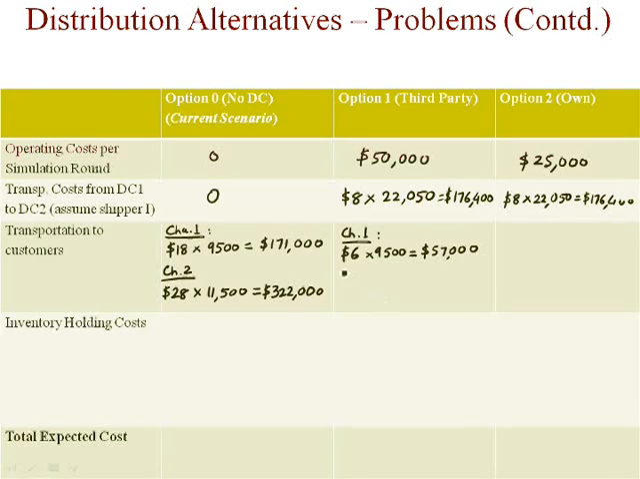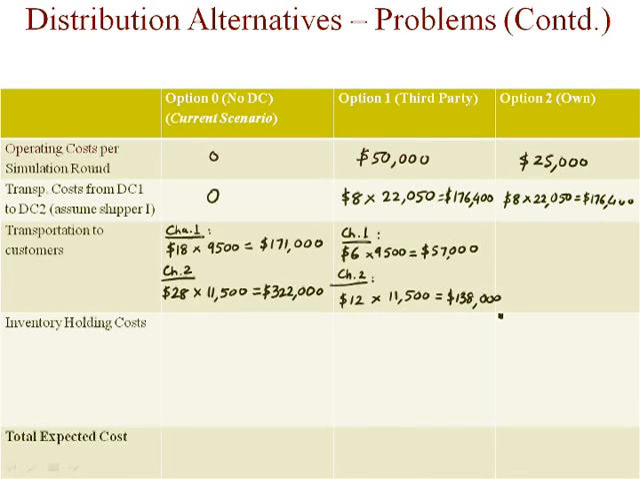And for channel 2, it's going to be $12 multiplied by 11,500. So it's going from DC2 to each of these customers in that region. That's equal to $138,000.